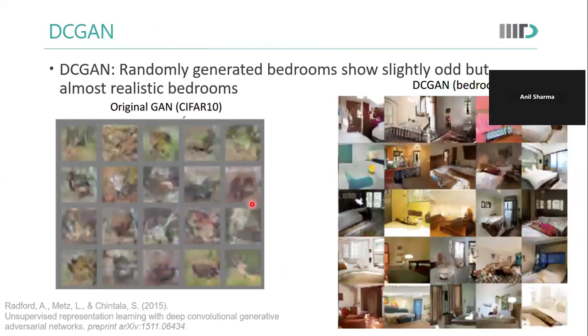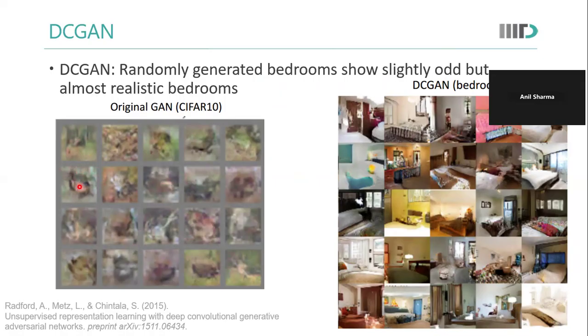So let's see about DCGAN. Here are a few of the images that we can see from the original GAN on the CIFAR dataset and the DCGAN on the bedroom dataset. You can say that these are randomly generated bedroom images, showing slightly odd but almost realistic bedrooms. Here, the images that are generated are not even understandable.